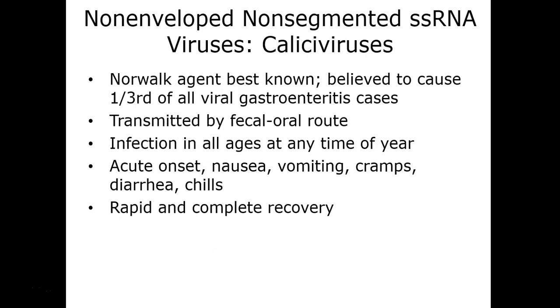Lastly, we'll talk about the non-enveloped, non-segmented, single-stranded RNA viruses. This particular one here is known as the calicivirus and is also referred to as the Norwalk agent, is the best known of the family. It's believed to cause about 1/3 of all viral gastroenteritis. Fecal-oral transmission. It does not have a prevalence for age, and often results in nausea, vomiting, cramps, and diarrhea. Rapid and complete recovery usually occurs with this particular infection.